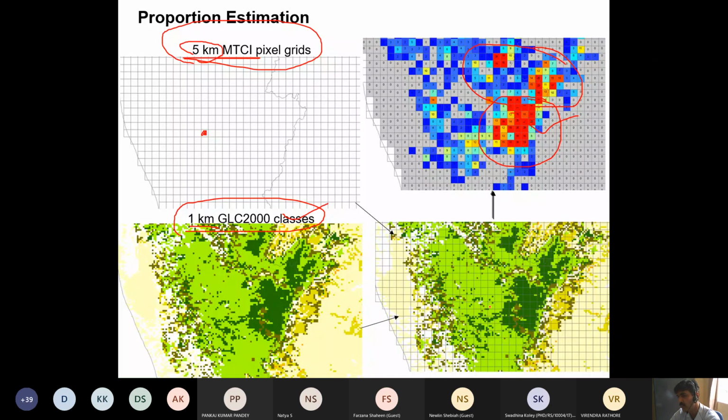For example, in this region, this particular tropical vegetation, the dark green, is very, very less. So I should not take any sample from this region. I can take samples only from this region, and that too from the core area, not from the outer edges. You have to be careful.